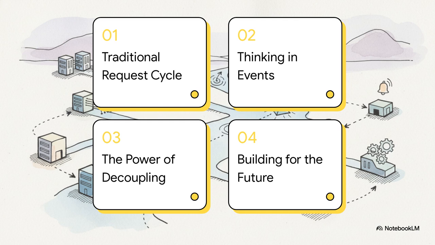Okay, so here's our game plan. First, we've got to understand the old way of doing things, the traditional request cycle. Then we'll shift gears and start thinking in events, which is the core idea here. That'll lead us to the real superpower of this whole thing: decoupling. And finally, we'll see how this sets us up to build some truly amazing things for the future.